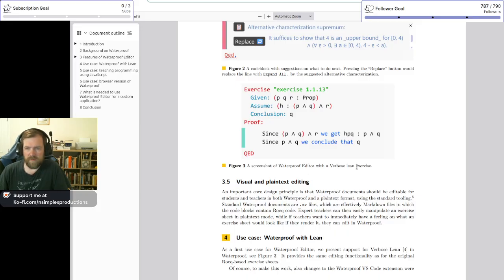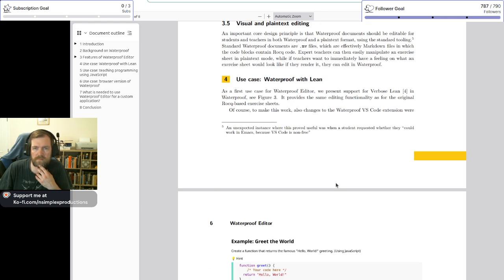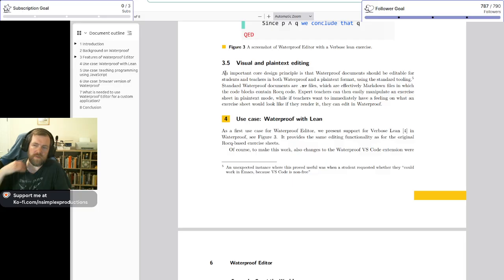Screenshot of editor, Verbose Lean exercise. An important core design principle is that Waterproof documents should be editable for students and teachers in both Waterproof and plain text format using the standard tooling. Standard Waterproof documents are MV files, which are effectively markdown files in which code blocks contain Rocq code. Expert teachers can then easily manipulate an exercise sheet in plain text mode, while if teachers want to immediately have that feeling of what an exercise sheet would look like if they render it, they can edit in Waterproof.